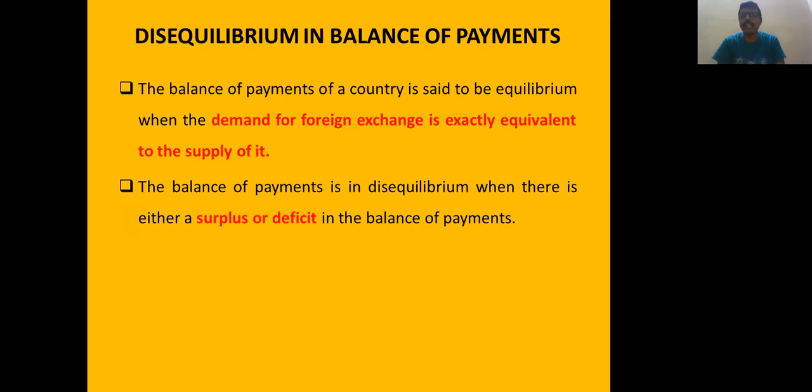What do you mean by disequilibrium? When the demand for foreign exchange is equal to the supply of it, then it is called equilibrium. But if the demand is more than supply, or if the supply is more than demand, then it creates a state which is called surplus or deficit.